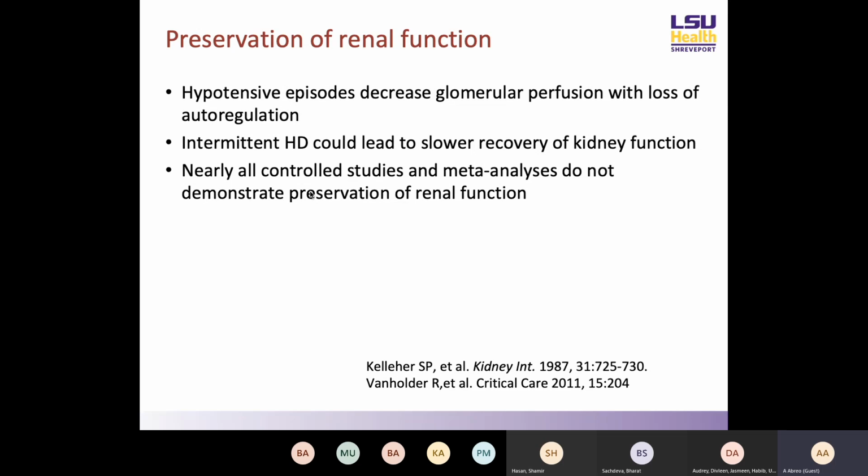But that didn't really bear out in studies. So nearly all the controlled studies and meta-analyses do not demonstrate any improved preservation of renal function in CRRT versus intermittent hemo.